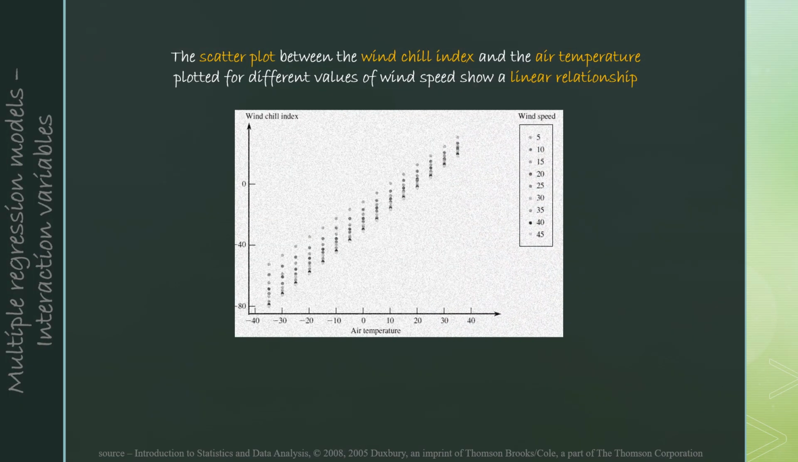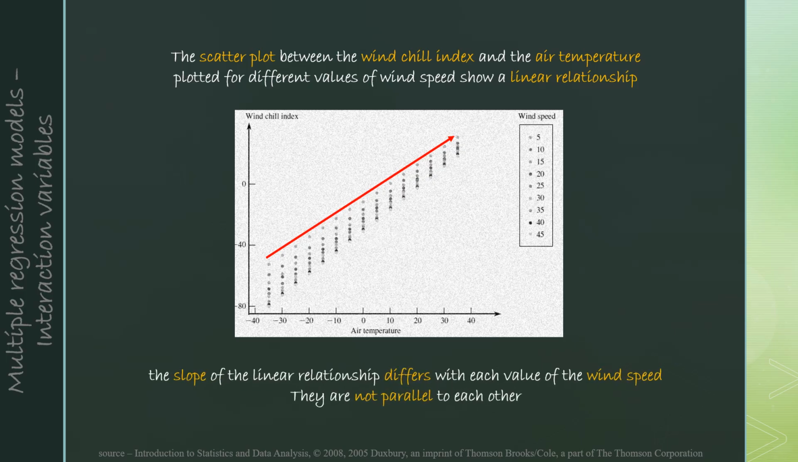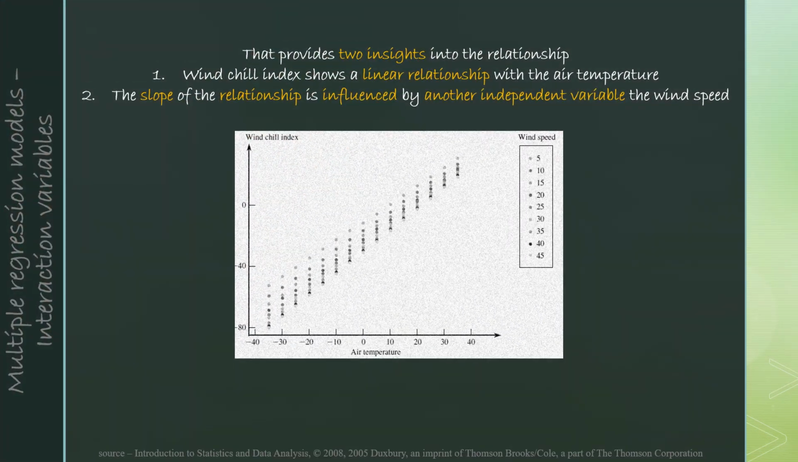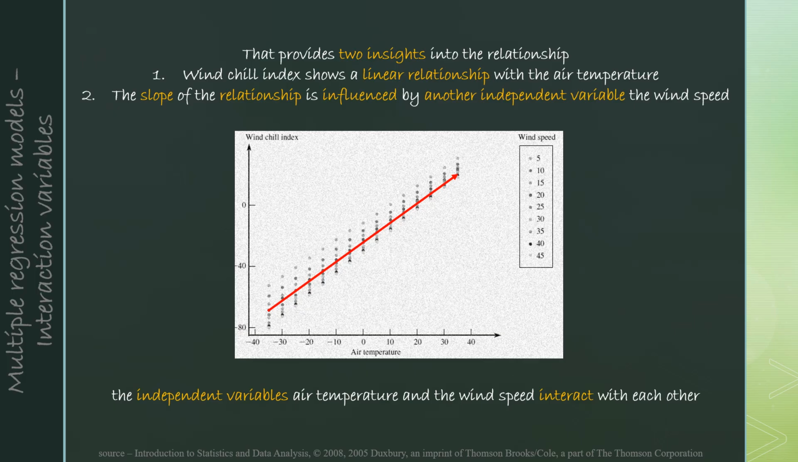The scatter plot between the wind chill index and the air temperature, plotted for different values of wind speed, shows a linear relationship. However, the slope of the linear relationship differs with each value of the wind speed. Observe that they are not parallel to each other. That provides two insights into the relationship. Wind chill index shows a linear relationship with the air temperature, and the slope of the relationship is influenced by another independent variable, the wind speed. Therefore, the independent variables air temperature and the wind speed interact with each other.